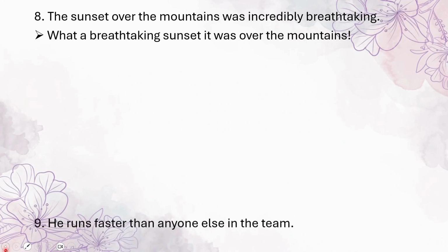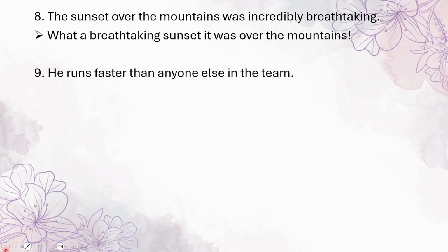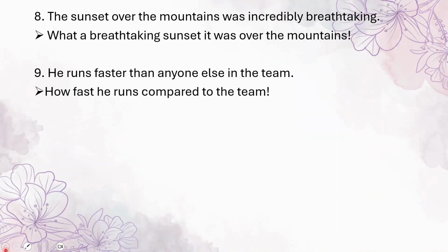Number nine, he runs faster than anyone else in the team. We emphasize how fast he runs. Okay, so the exclamatory sentence is: how fast he runs compared to the team. Okay, you can write compared to the team, or you can also write anyone else in the team. Your choice, it doesn't matter. Okay, I have written this because it is sounding good.